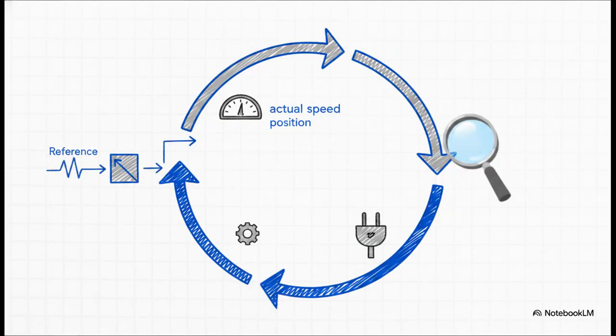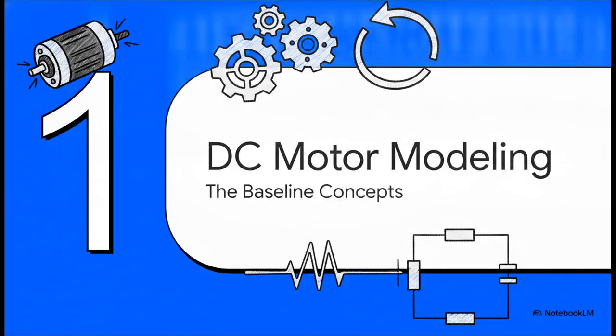So what actually is a closed-loop system? Essentially, it's a continuous feedback cycle. The system is constantly monitoring variables, like the actual speed or position, comparing them against what we want the system to do, and then instantly readjusting the power converter's output to fix any difference. It's this relentless cycle of checking and adjusting that serves as the beating heart of all precise motor control. All right, to really grasp how this feedback loop works in complex systems, we first need to lay down the foundational physics. So, Section 1, the baseline of DC motor modeling.